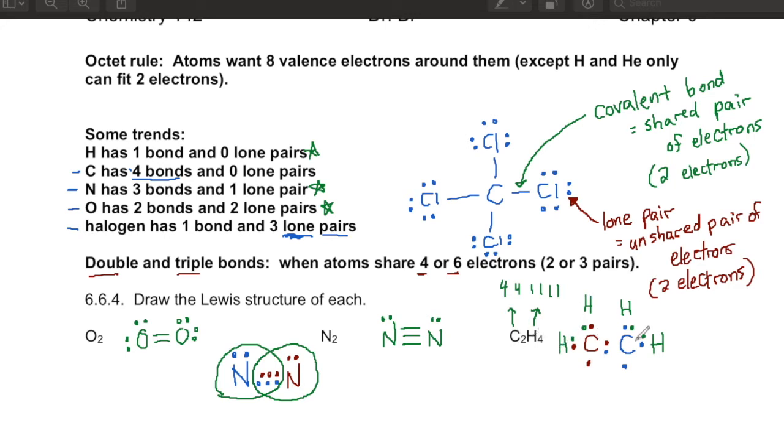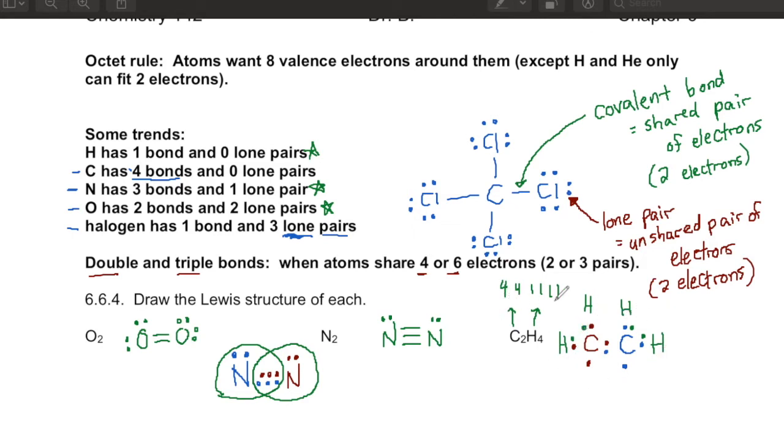So here we have C2H4. I've drawn each of the carbons in a different color. So you can see this carbon has 4 electrons in brown. This one has 4 in blue. Each of these hydrogens I've drawn in green with 1 valence electron each.